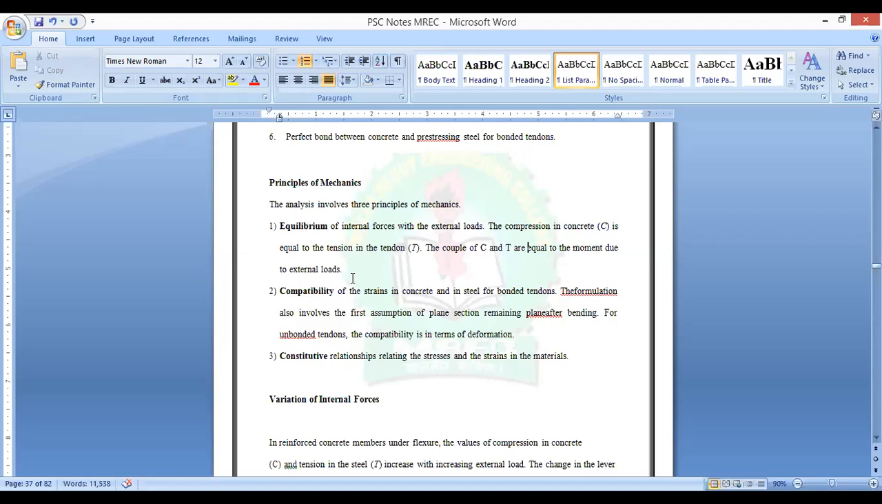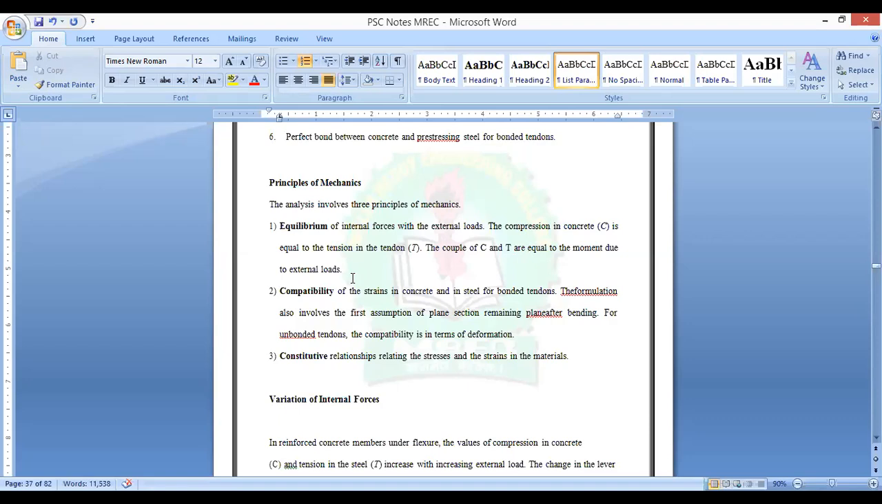So when both forces are equal, what happens? There will be some couple generated. Okay, couple and the moment. So when the compression and tensile forces are equal, the moment will generate. So the moment due to the external loads will generate, which is equivalent to the moment, right?